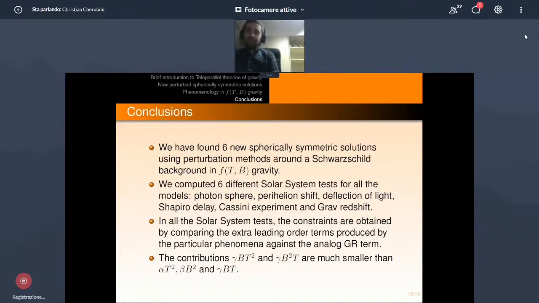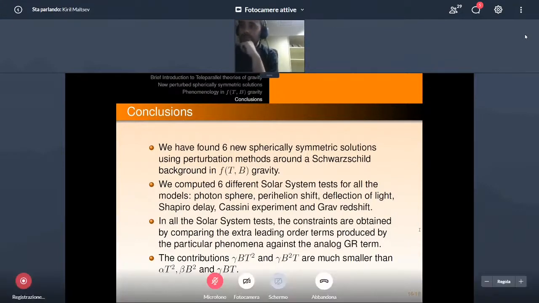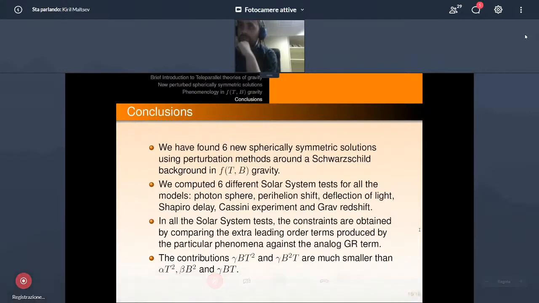We have a rapid question by Kirill Marsev. Please, Kirill. Did I understand correctly that in the F(T) theory that you presented, or F(T,B), there is no exact spherically symmetric solution that would be analogous to the Schwarzschild solution in GR? And so the method you proposed is that you start off with the Schwarzschild metric background, and then you introduce perturbations onto it in the teleparallel gravity framework.